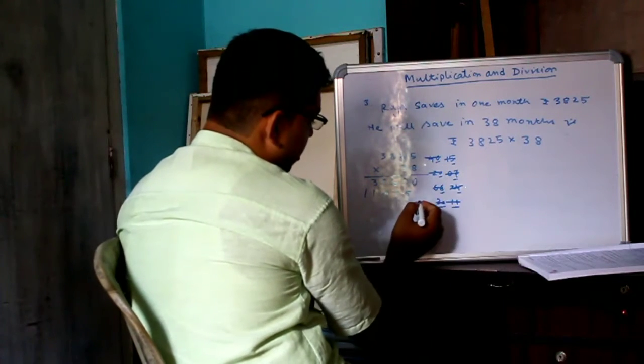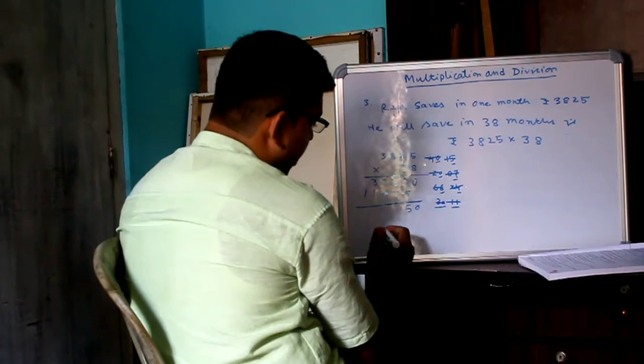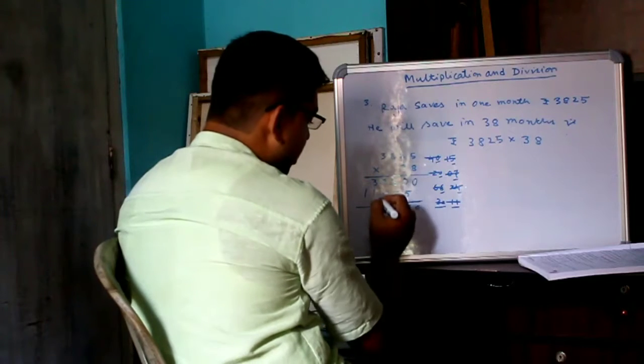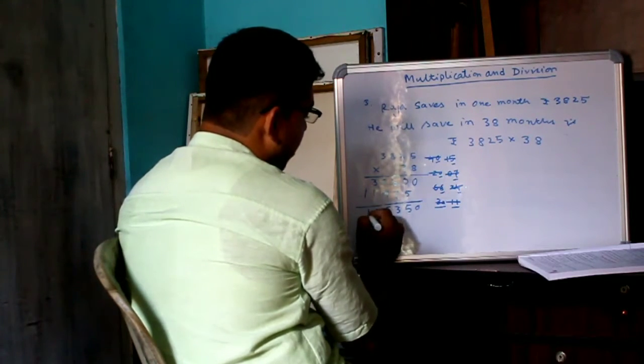So 11 is finished. Now add this. 0 plus 5, 5. 7 plus 6, 13, 3, 1 gone. 1 plus 4, 5. 3 plus 1, 4. 1.